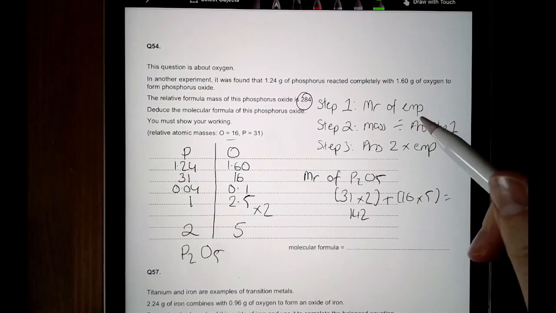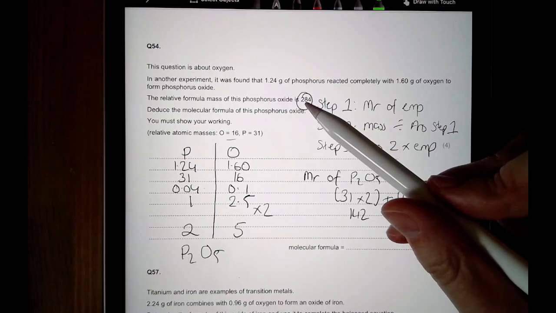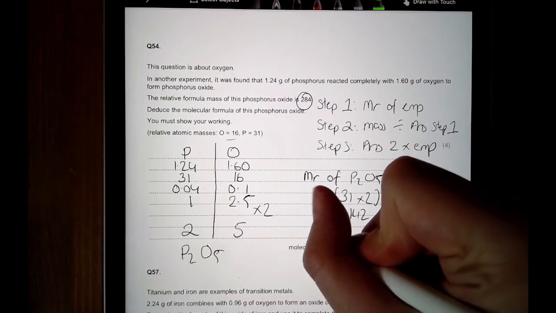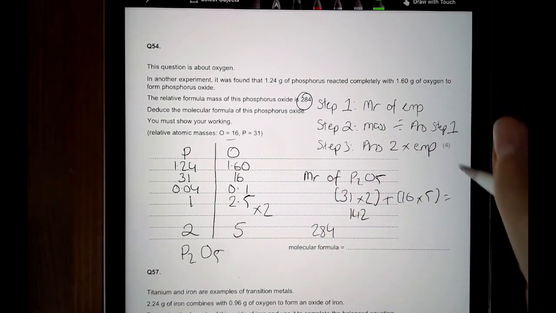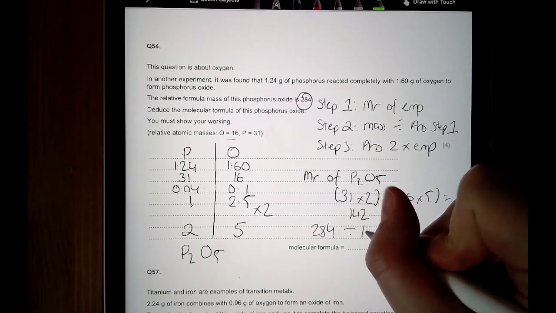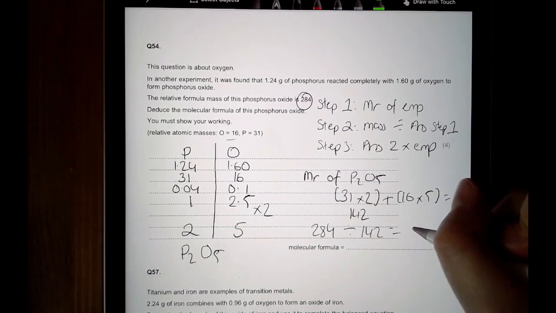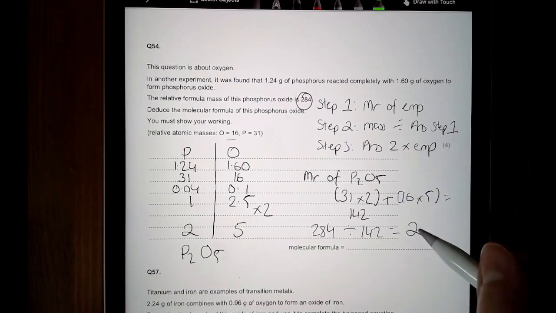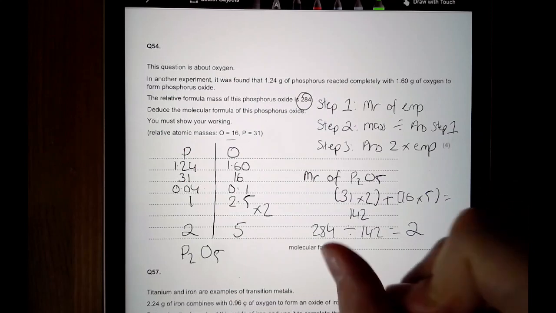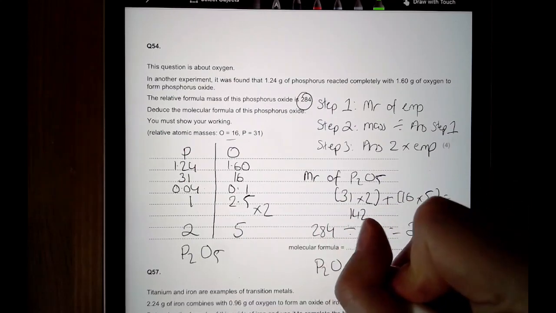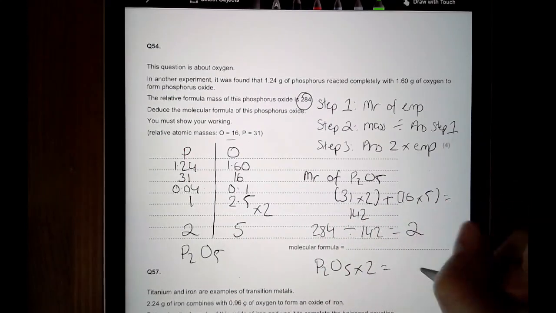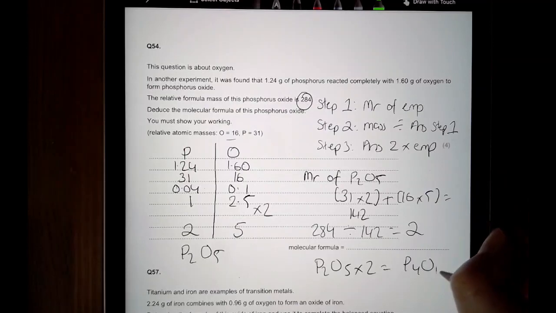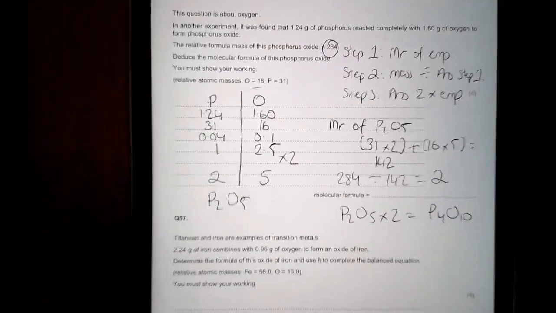Okay, so that's step 1. Step 2 is take the mass I'm given in my question, which is 284, and divide by my answer to step 1. So I divide that by 142, and I get an answer of 2. And then my final step is take my answer to step 2, which is 2, and times it by the empirical formula. So empirical formula is P2O5. I times that by 2, and I get P4O10. And that is my molecular formula.